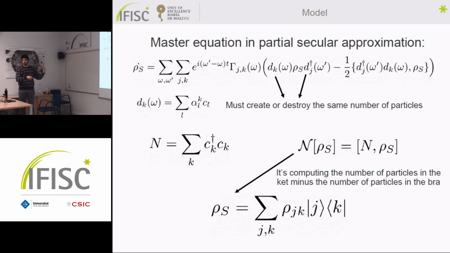Again, I will make examples about it at the end. But you see that this is the point. It's computing the number of particles in the ket minus the number of particles in the bra. But let's suppose that I apply the number superoperator on a state. And then I apply my master equation, that is my Liouvillian superoperator.